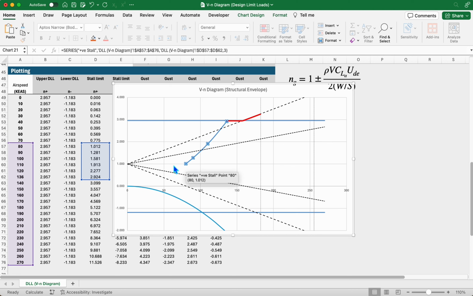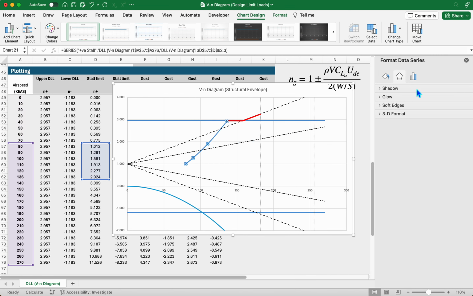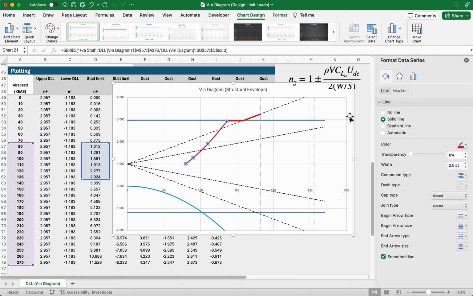And we can't fly the load factor less than 1. If it's less than 1, it means we're not generating enough lift. So we can't physically fly slower than this. We would just start to stall and fall out of the sky. So this becomes our limit. So if I shrink the region that this is now showing, then I can format this series, and I can just make it red, and that will show our boundary.